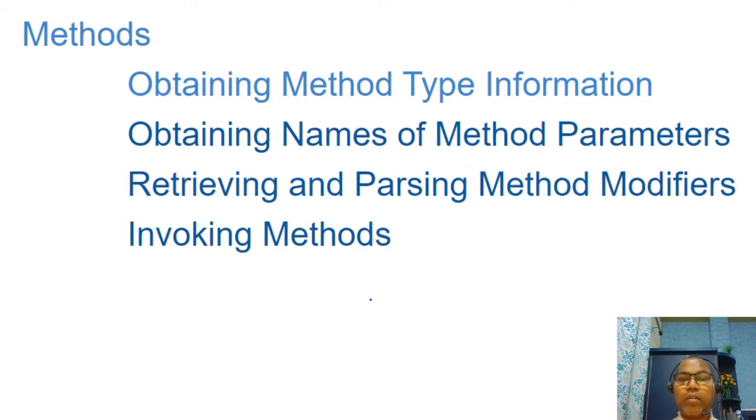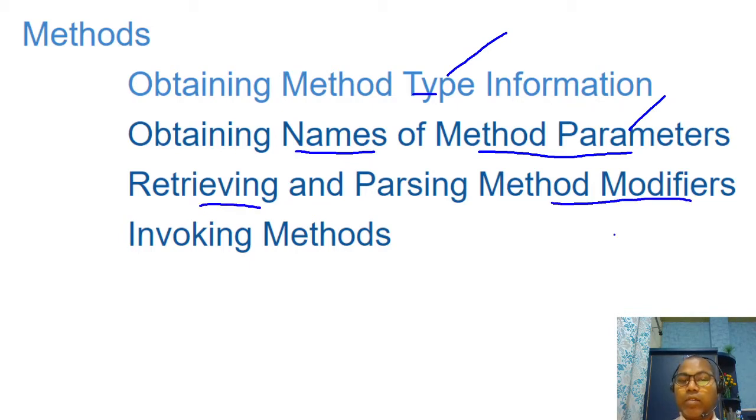Similarly, you have methods. For methods, you can find the method type information, the method parameters, and the method names. You can also retrieve the method modifier and parse it. And the best part, you can also invoke particular methods at runtime.